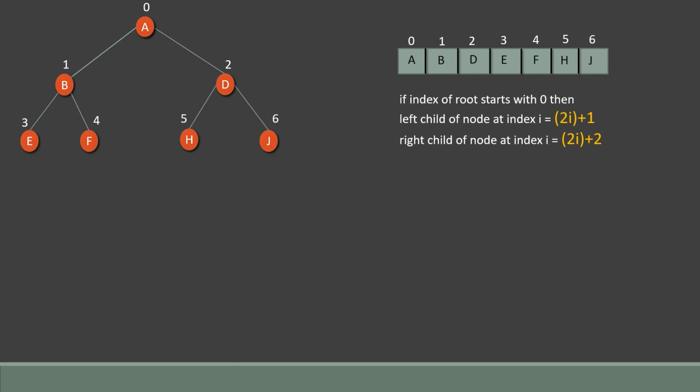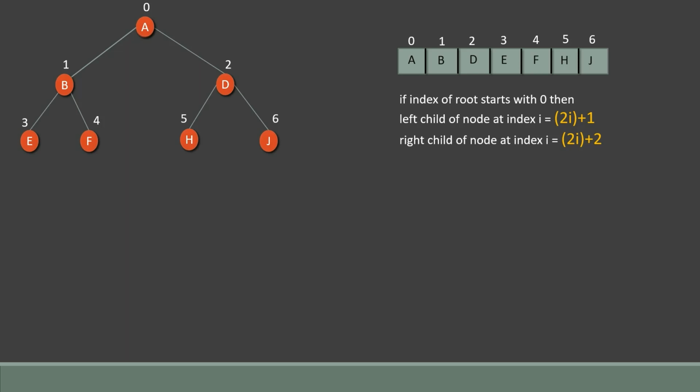So let's take node B, which is at index 1. So the left child of the node B, which is at index 1, will be equal to 2 into 1 plus 1. So we will replace I with 1. So the left child position will be at index 3 from the formula.